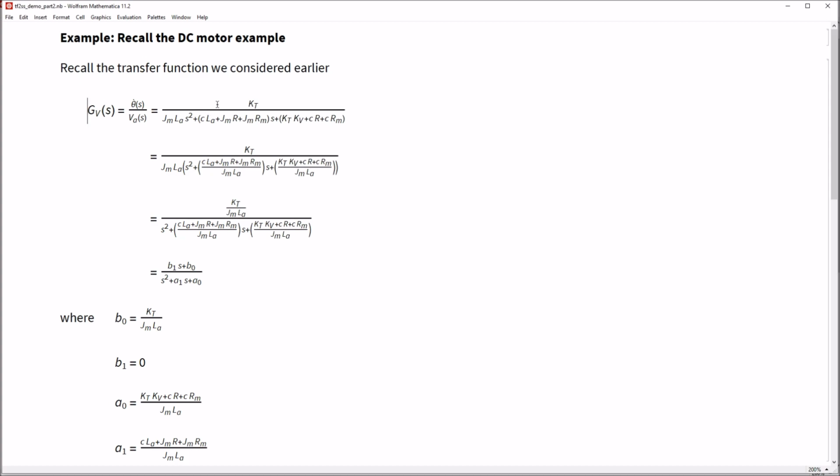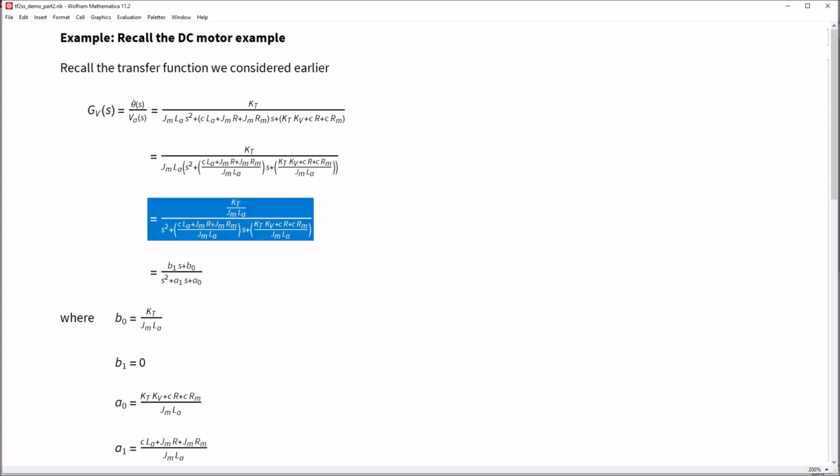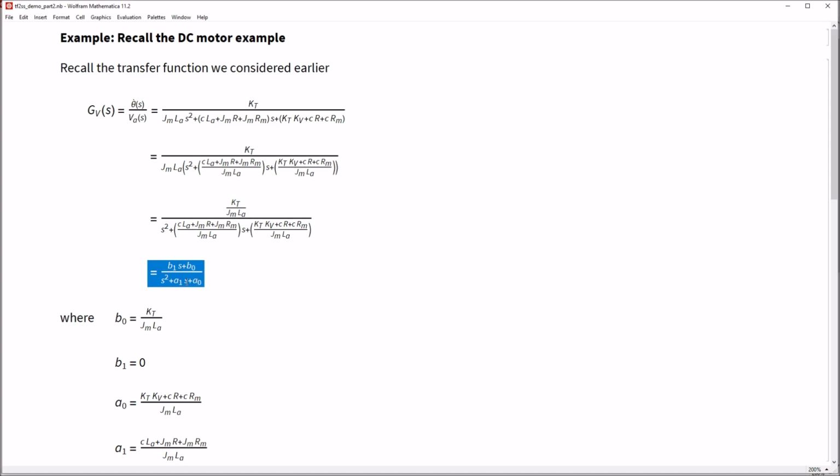Now, what I want to do is rewrite this in a slightly different format. I want to get the coefficient of the s squared, the highest order s in the denominator, to be a 1. So I'm going to pull out this term of Jm over La from the denominator, and also move it into the numerator, as you see right here. Basically this allows us to manipulate the transfer function into the format that we had looked at earlier, where we have a numerator polynomial over a denominator polynomial, but the highest power of s has a coefficient of 1.